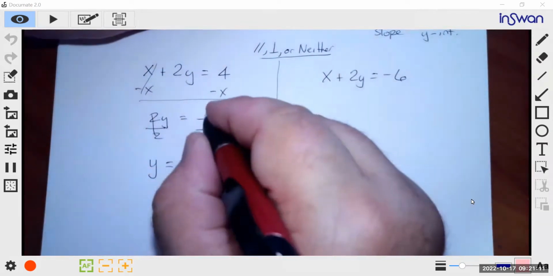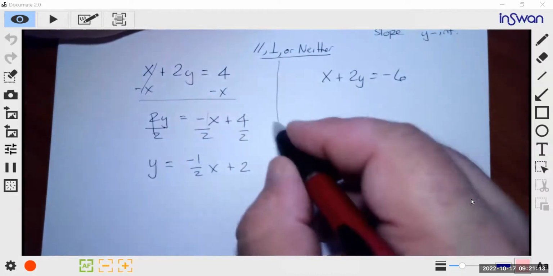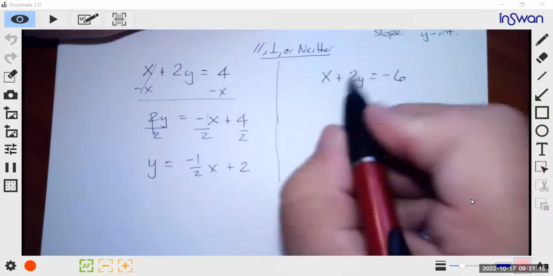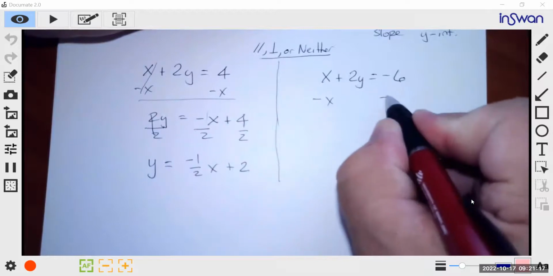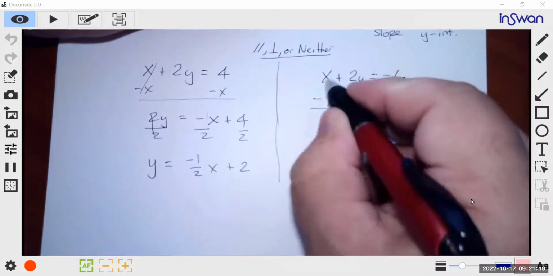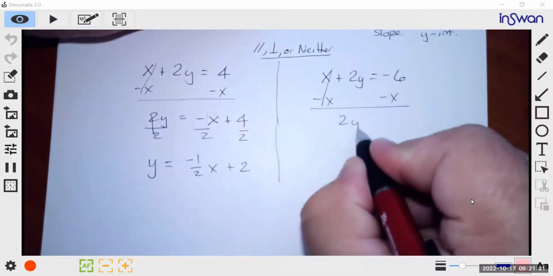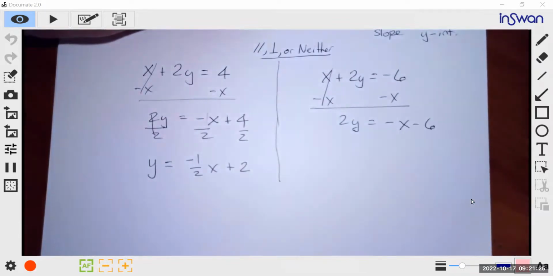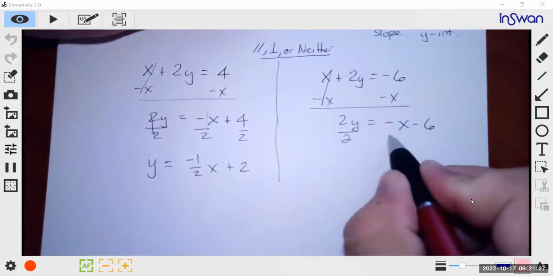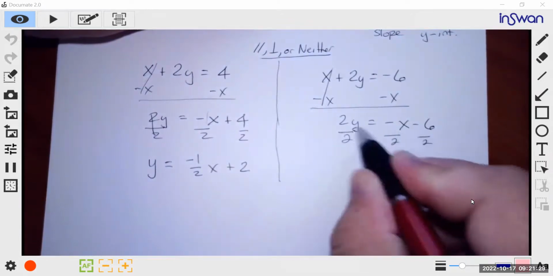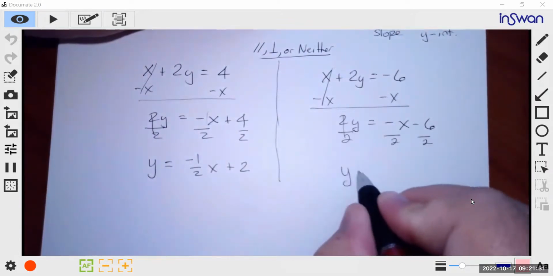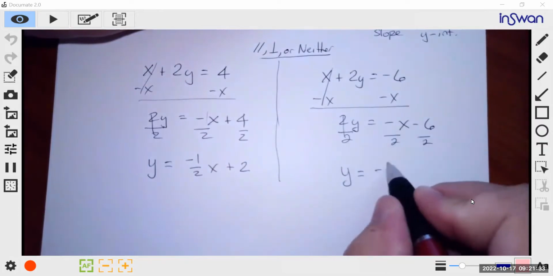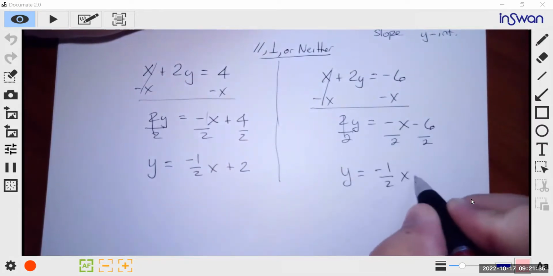Because there's a 1 right here in front of the x. Same with the other equation. Subtract x from both sides. 2y equals -x minus 6. Divide by 2. -1/2 x minus 3.